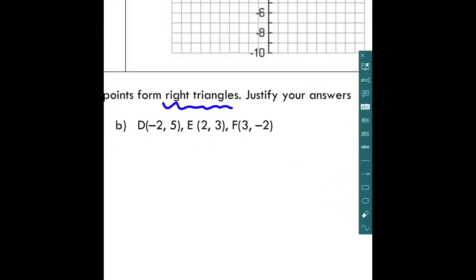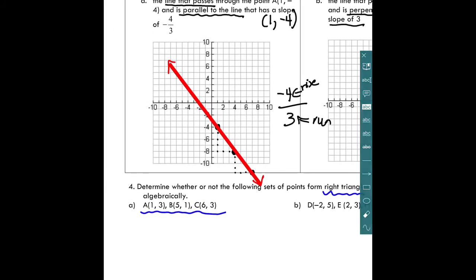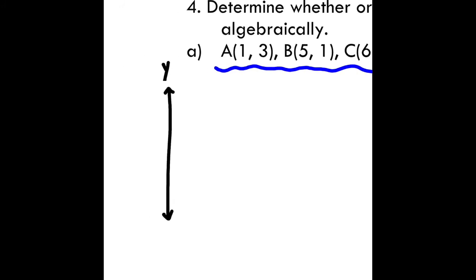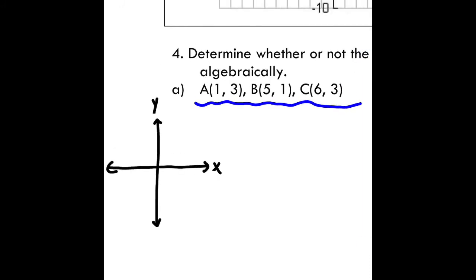All right, we're told that we have the points A at 1 and 3, B is at 5 and 1, and C is at 6 and 3. So I often like to do a really quick sketch so I can make sense of what's going on. So here's my y-axis, here's my x-axis, and I'm going to start with A, which is at 1 and 3. So here's 1 and here's 3. So there's A. All right, B is at 5 and 1. So I'm going to go over 5, 1, 2, 3, 4, 5, and I'm going to go up 1. So that's where B is.